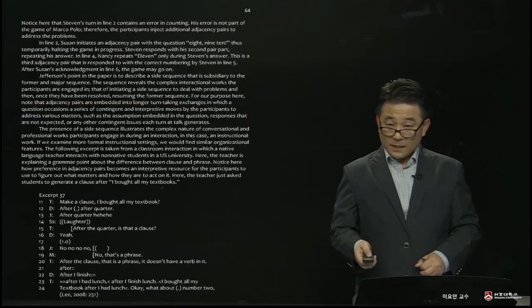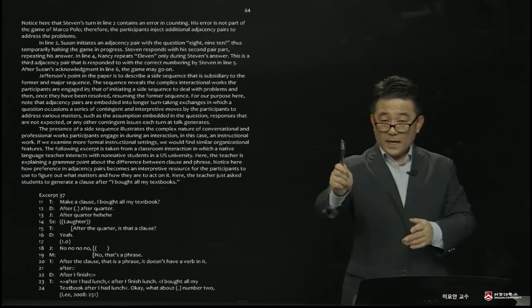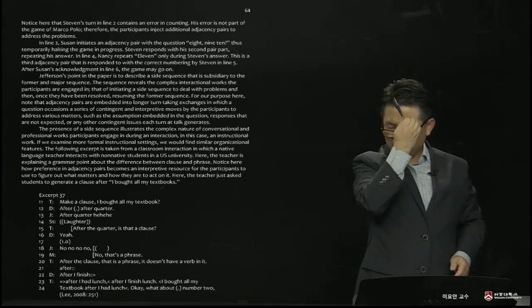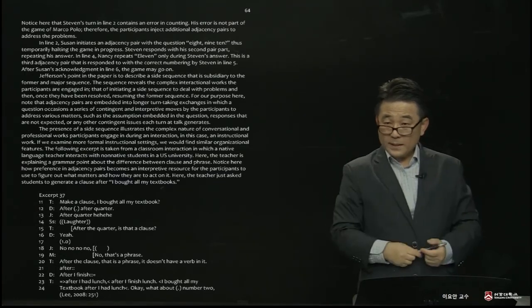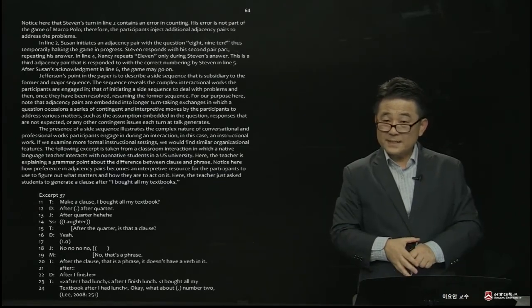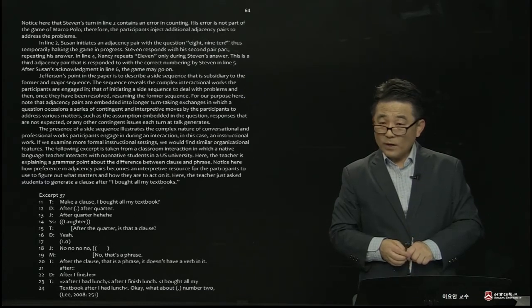If you look at the next page, here is why Jefferson presented this embedded sequence. She says, Jefferson's point in the paper is to describe a side sequence that is subsidiary to the former and major sequence. The sequence reveals the complex interactional work that participants are engaged in, that of initiating a side sequence to deal with the problem, and then once it has been resolved, resuming the former sequence.